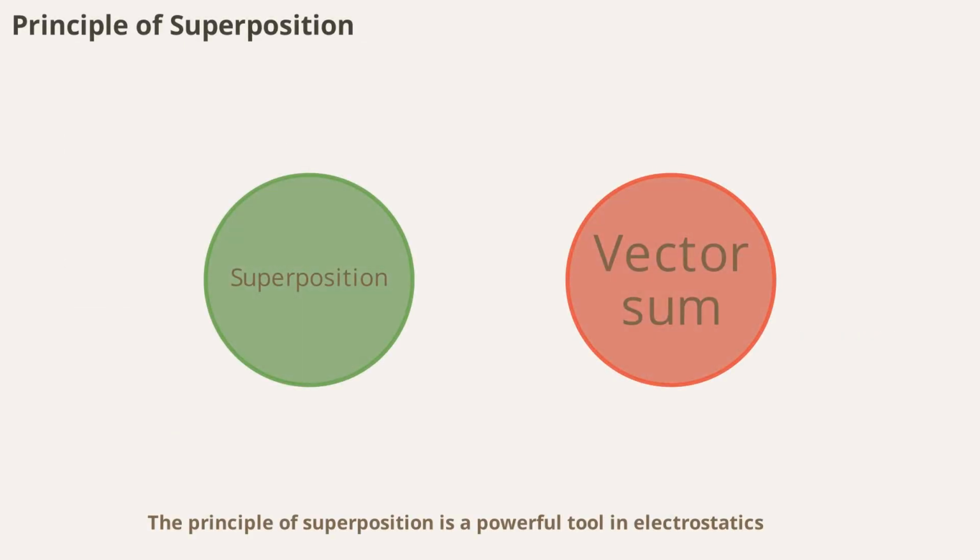The principle of superposition is a powerful tool in electrostatics. It states that when multiple charges are present, the total force on any one charge is the vector sum of the forces exerted by each of the other charges independently. This means that each pairwise interaction can be calculated separately and then combined. The superposition principle simplifies complex problems, allowing us to analyze systems with many charges by breaking them down into simpler interactions.